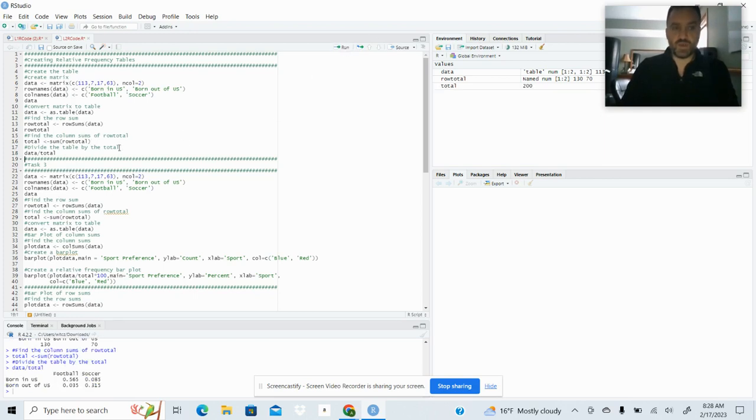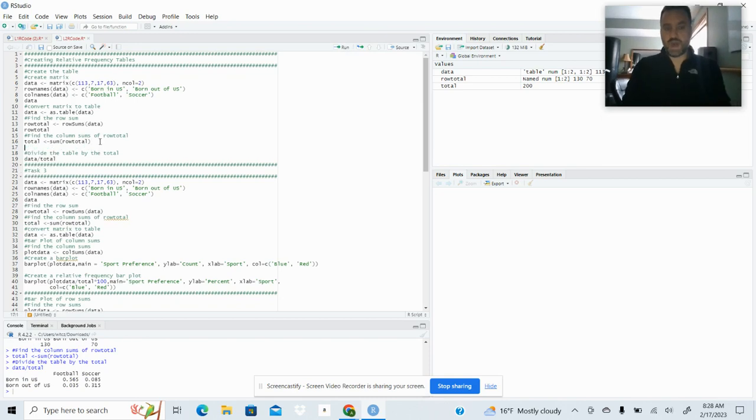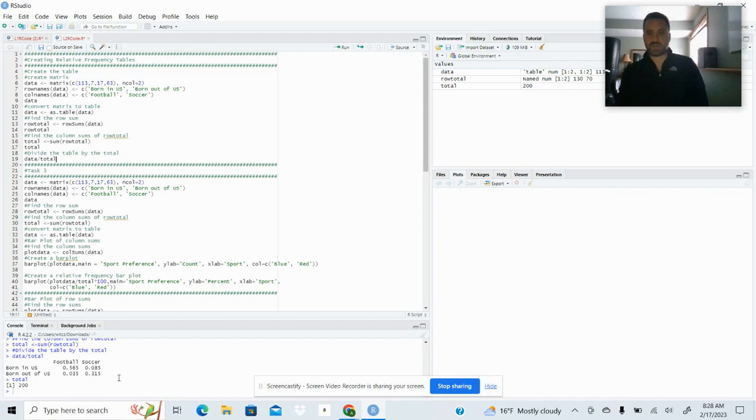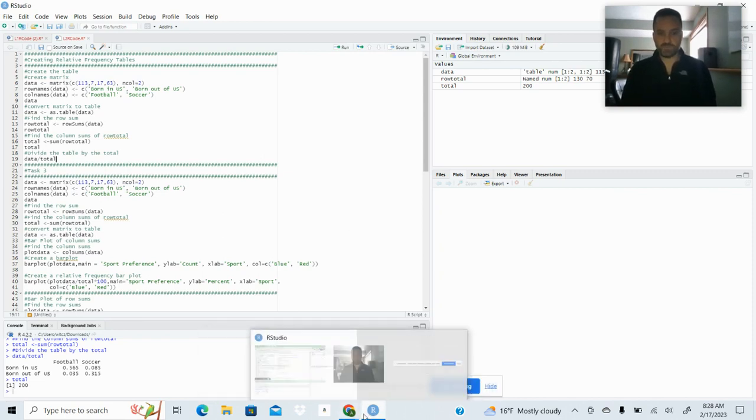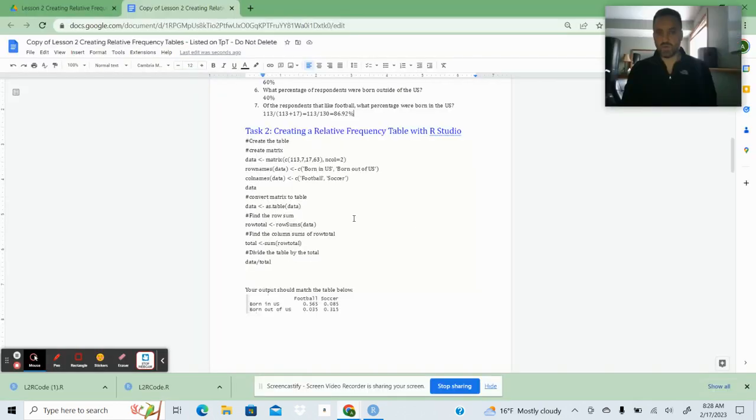And then what you can see here, if I were to go back and show you what my total is, it'll just say it's 200. So now I just take the data and divide it by the total, and it gives me that relative frequency table. So just moving back, that's kind of what that gives me there.